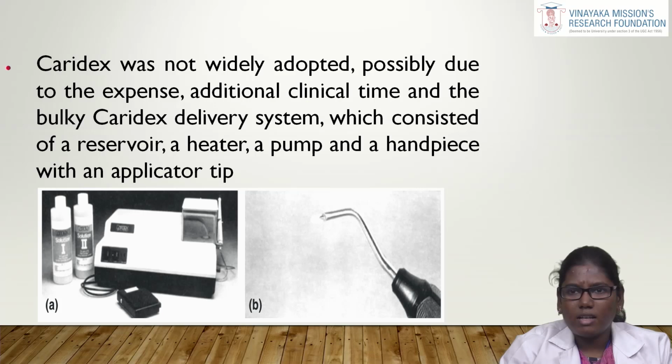Even though it was effective and efficient, it was not widely adopted because of its expensive nature, the additional clinical time required for its application, and its bulky nature. The Caridex delivery system was not popular among dental practices, and the bulky system consisted of a reservoir, heater, pump and a handpiece with an applicator tip. These drawbacks led to less usage of the Caridex chemomechanical delivery system in pediatric dental practice.